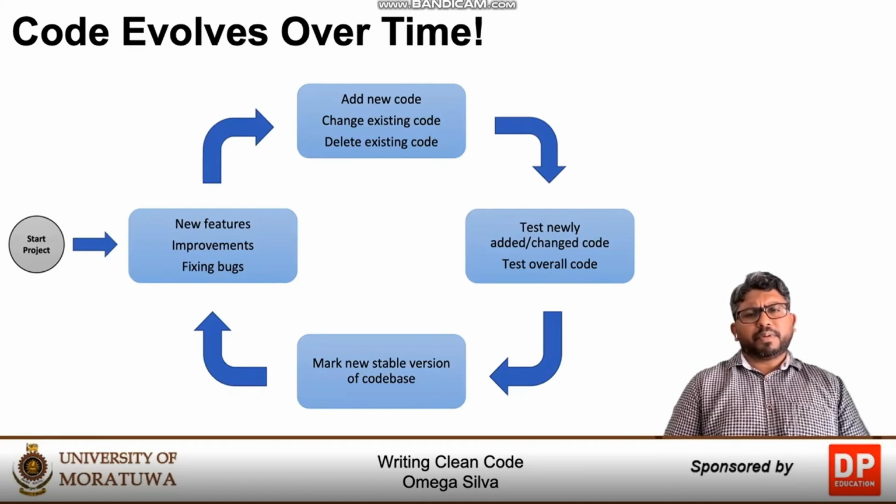Now, the process doesn't stop there. More new requirements would come into existence. Similarly, new enhancements to the existing code base, a few bugs that you find along the way might have to get fixed. And in doing so, you would add new code, you would change existing code, and perhaps you might even remove existing code. Once you are done with that, you would again test the code to make sure that it's stable. And if it is stable, you would mark it as a stable version. And the cycle continues.